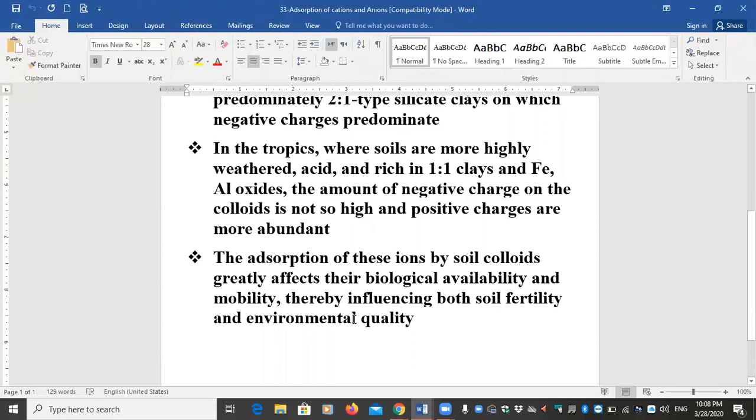And this, of course, eventually will influence both the soil fertility, how many of these ions are adsorbed and stay and are available to the plants and the microbes, and of course the environmental quality, because they will determine how much of these will be leached down to the groundwater.